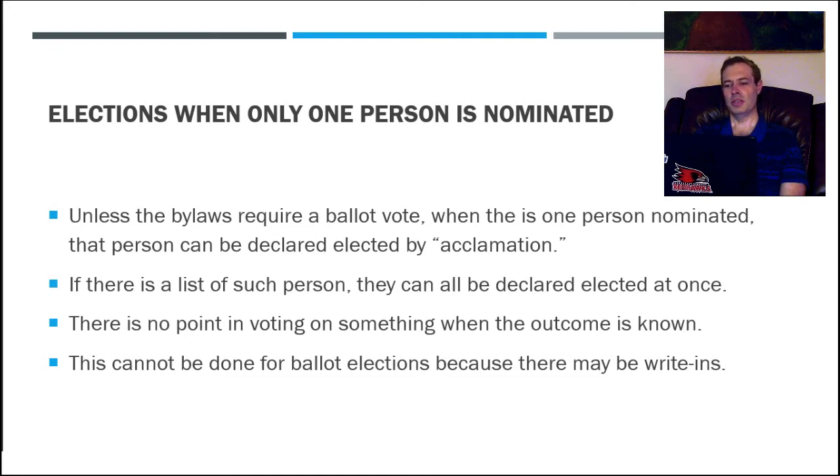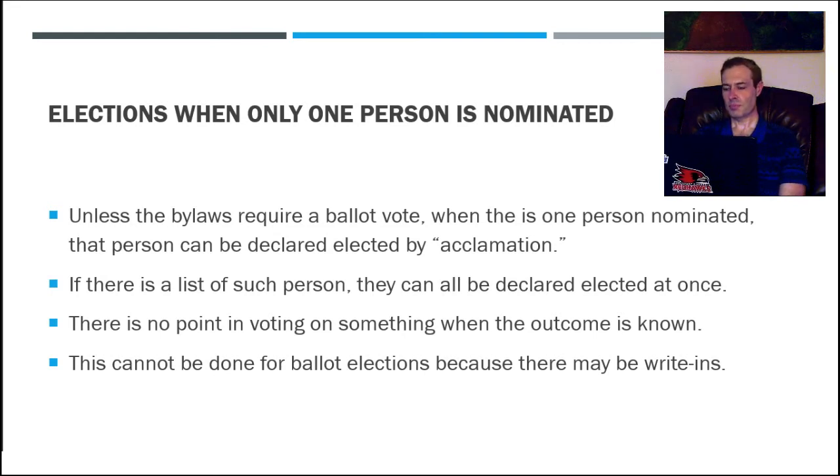But in the case of one person being nominated for a position and it's not by ballot vote, so either by show of hands or some other method of voting, your normal form of voting, if you're voting on multiple people, you're going to be voting by standing or show of hands so that they can be counted normally. It could be by aye and no, but it's a little bit more difficult to count. But if there's a list of people, then they can all be declared elected at once.